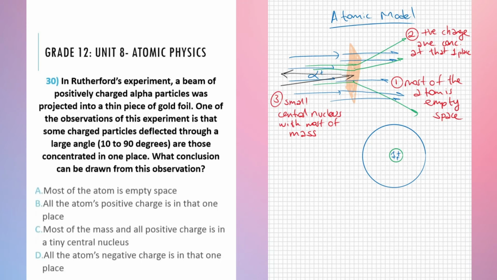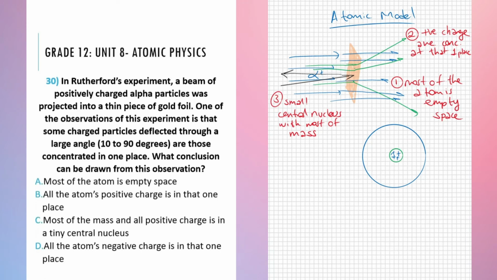So let's look at the choices. We have choice A, most of the atom is empty space. That's true. That is correct. That is actually his first conclusion. But that is not the reason why the alpha particles were deflected at a large angle. Let's look at the second choice. All the atom's positive charge is in that one place. That is in fact the correct choice. So choice B, all the atom's positive charge is in that one place. Which one place? Well, that one place where the alpha particles were deflected at a large angle.